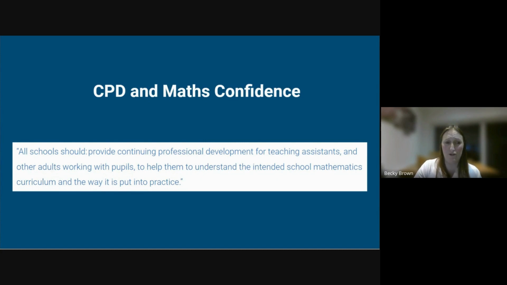And you really need to have a good understanding of your own school setting. You can't get that from a generic CPD event, but ask your maths leader or your SLT if you really want to know a little bit more about how the maths curriculum works. Hopefully you're invited along to staff meetings and things, but be aware that that's what you're entitled to, and this is from the Ofsted report, so this should be provided by your school.